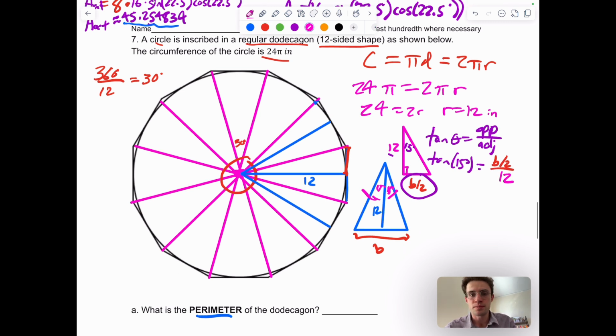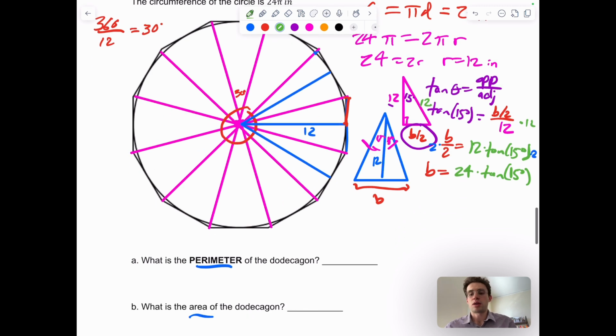To get the base alone, we could multiply both sides by 12 first. That will give us that half of the base, so base over 2, is equal to 12 times tangent of 15 degrees. And now we can multiply both sides by 2. Again, you could do that in one step and just multiply by 24 from the get-go to get rid of the divide by 12 and the divide by 2. But just to avoid any confusion, doing it as two separate steps, and that gives us the base is equal to 24 times the tangent of 15 degrees.